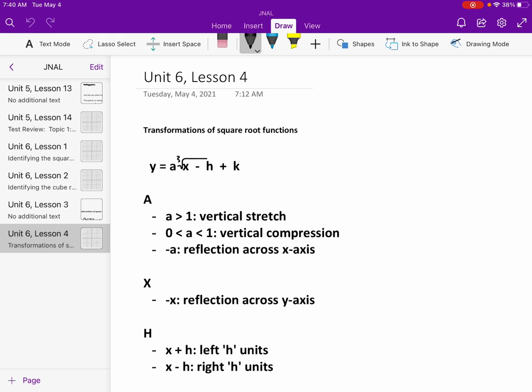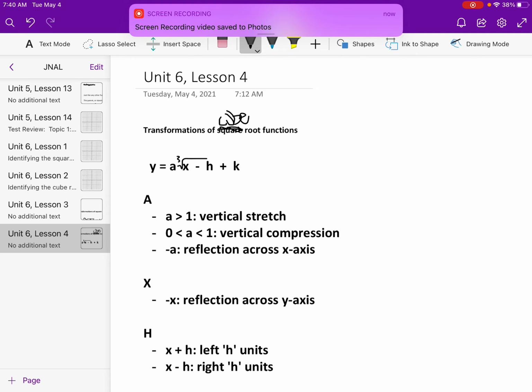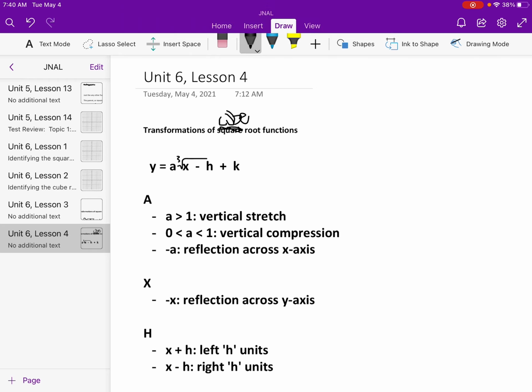Functions. Oh, sorry, that's supposed to be cube root functions. I forgot to change it. I just copied and pasted the thing from the other one because it's the same. The transformations are the same, except in the equation, remember, there's a cube root, not a square root.